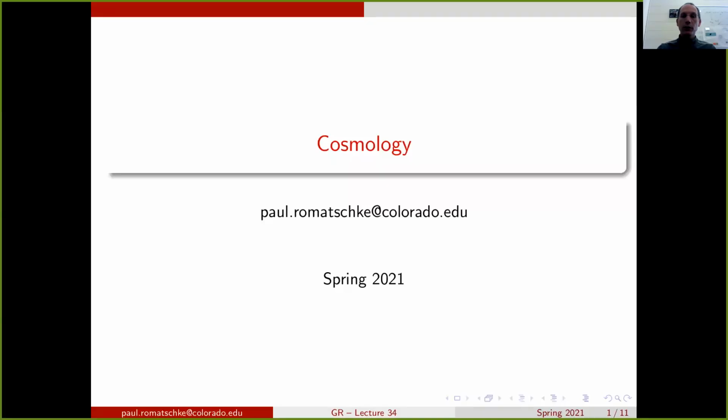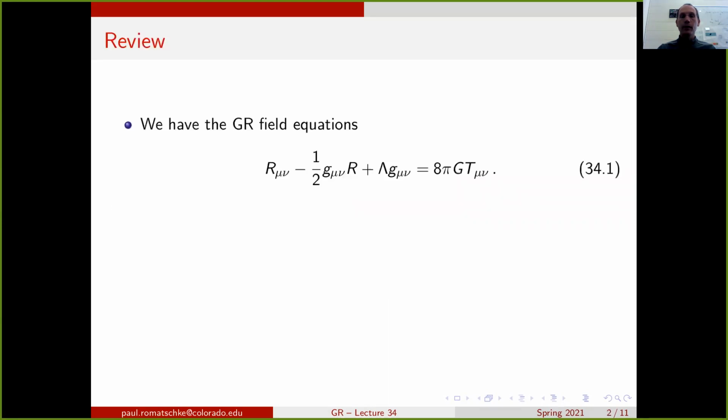Welcome to lecture 34. In this lecture, I want to prepare the way for cosmology. Recall that we have the field equations of general relativity, which takes this form here. So on the left-hand side, we have geometric quantities such as the Ricci tensor, the Ricci scalar, the metric, the cosmological constant. And on the right-hand side, we have the matter part, which is expressed through the energy momentum tensor T mu nu.